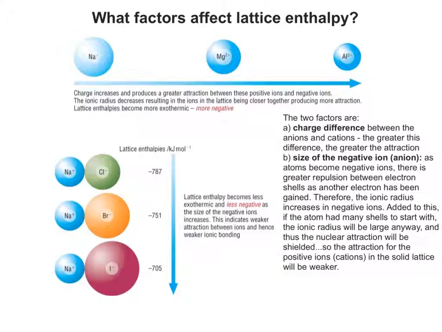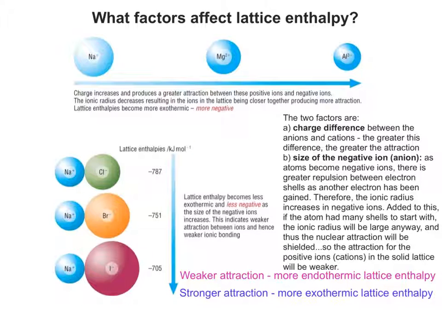If the atom had many shells to start with, the ionic radius will be large, and thus the nuclear attraction will be shielded. So the attraction for the positive ions in the solid lattice will be weaker. So a weaker attraction will mean a more endothermic lattice enthalpy. A stronger attraction will mean a more exothermic lattice enthalpy.